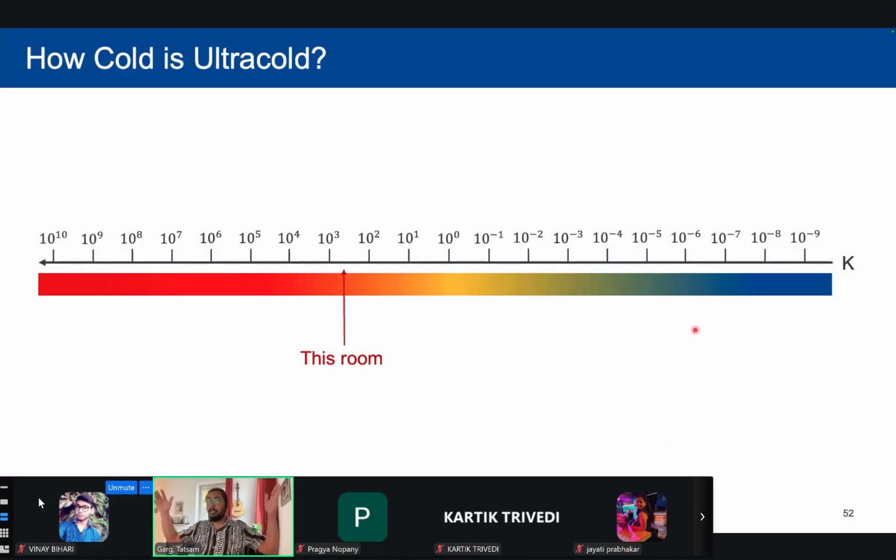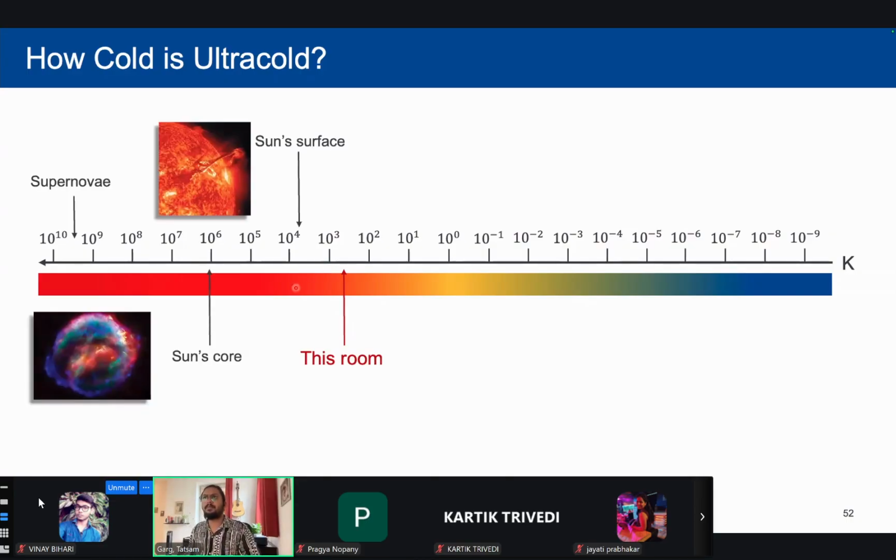Right now, at this point, I want to zoom out and see how cold really is ultracold. There's a huge scale of temperatures that we've talked about. So here's a logarithmic temperature axis. All the cold stuff is on the right, and all the hot stuff is on the left. This room is somewhere here on the hotter end at 300 Kelvin. All of your high energy astrophysical phenomena happen on this end. You've got the sun's surface at a few thousand Kelvin, core at a million Kelvin. Some of the highest energy phenomena in the universe, supernovae, happen at billions of Kelvin.